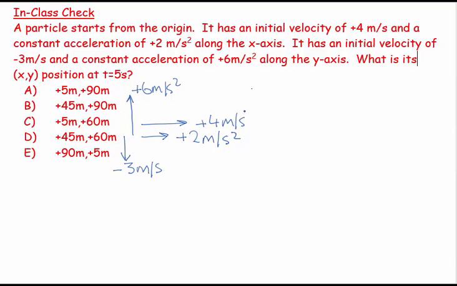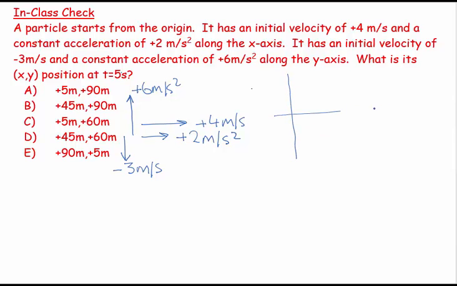Just a brief observation here. In the x direction, both the velocity and the acceleration are in the same direction. So this object is speeding up along the x-axis. In the y-axis, the velocity is downwards, but the acceleration is upwards. So it initially starts moving downwards, but it's slowing down. At some point, it will stop. And at some point it will speed up going upwards.